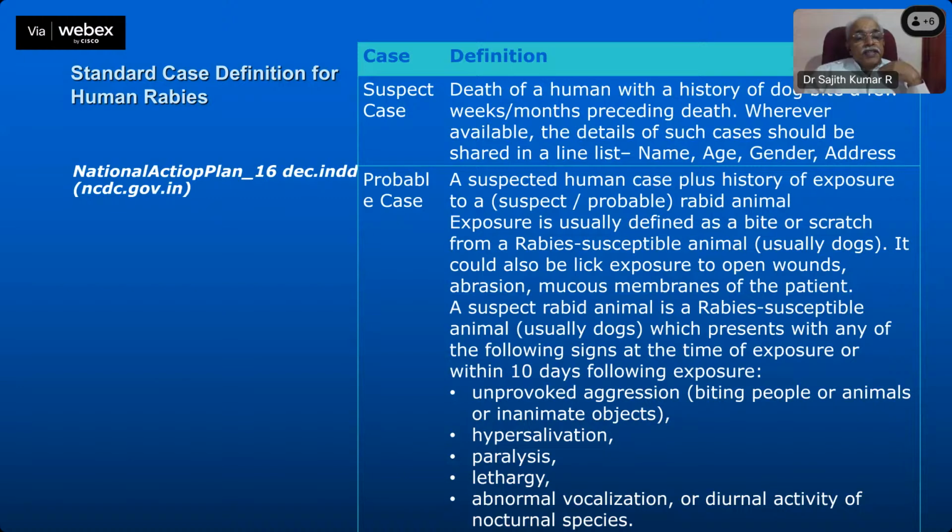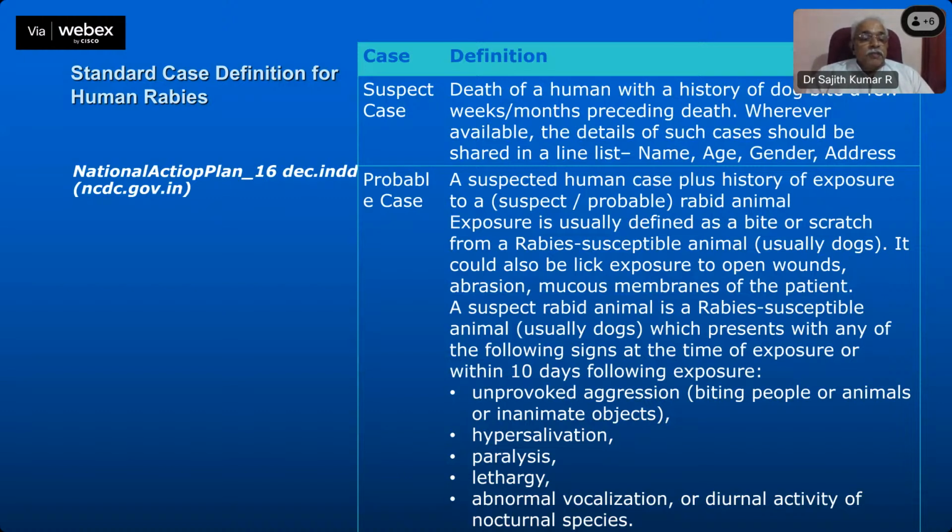Now, these are the standard case definitions which have been put in our national guidelines, the National Action Plan as well. A suspect case is the death of a human with a history of dog bite in the previous few months. A probable case is a suspected case plus a history of exposure to a rabid animal, and exposure has been defined there with various features, including unprovoked aggression, hypersalivation, lethargy, and other abnormal activities in the animals.